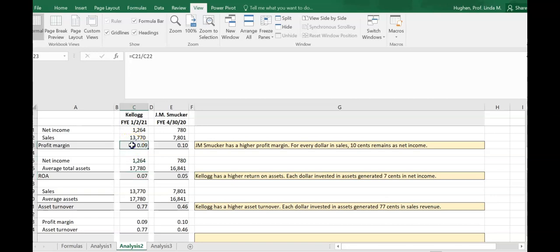So we know that Kellogg's ROA can be broken down into profit margin times asset turnover. Kellogg has a lower profit margin, but it has a significantly higher asset turnover. So while Smucker is doing a better job controlling its costs, Kellogg is doing a better job using its assets to generate sales and therefore become profitable. The higher asset turnover is the reason why Kellogg is able to take advantage of a significantly higher ROA.